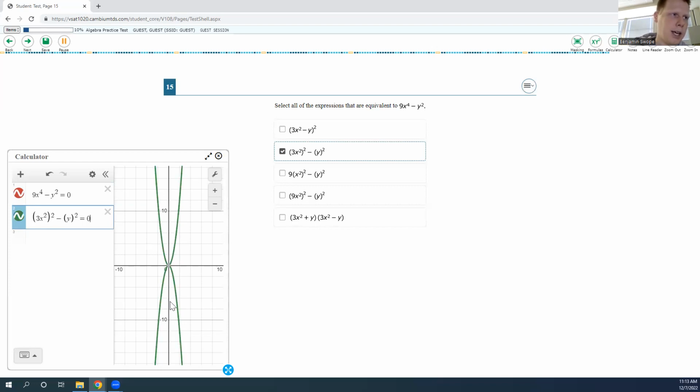If you notice, this one's the same. Do you notice the green's on top of that red graph? That means it is a choice. So I do want to check this one. Let's try the third option.